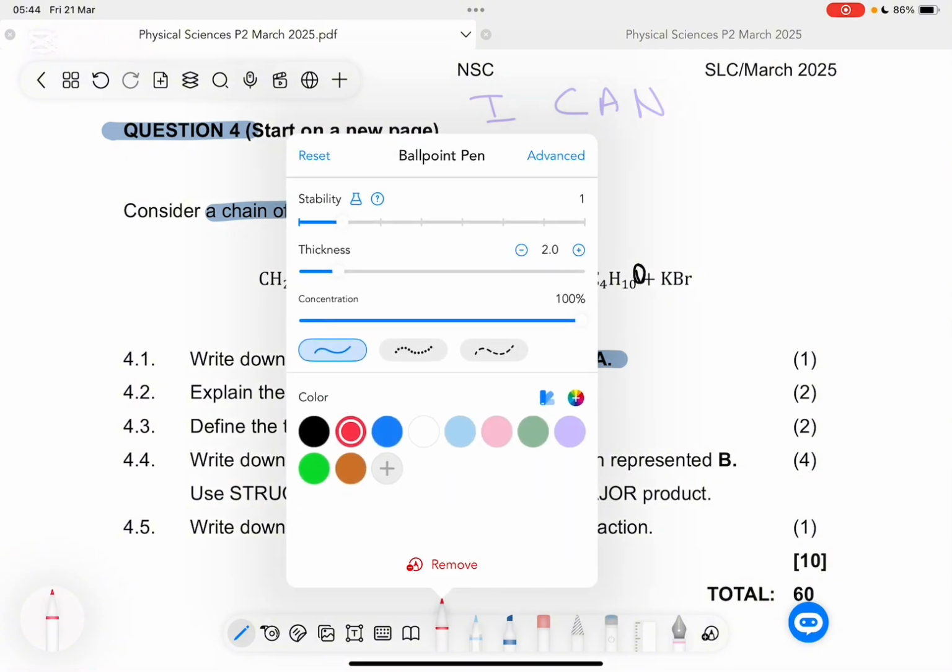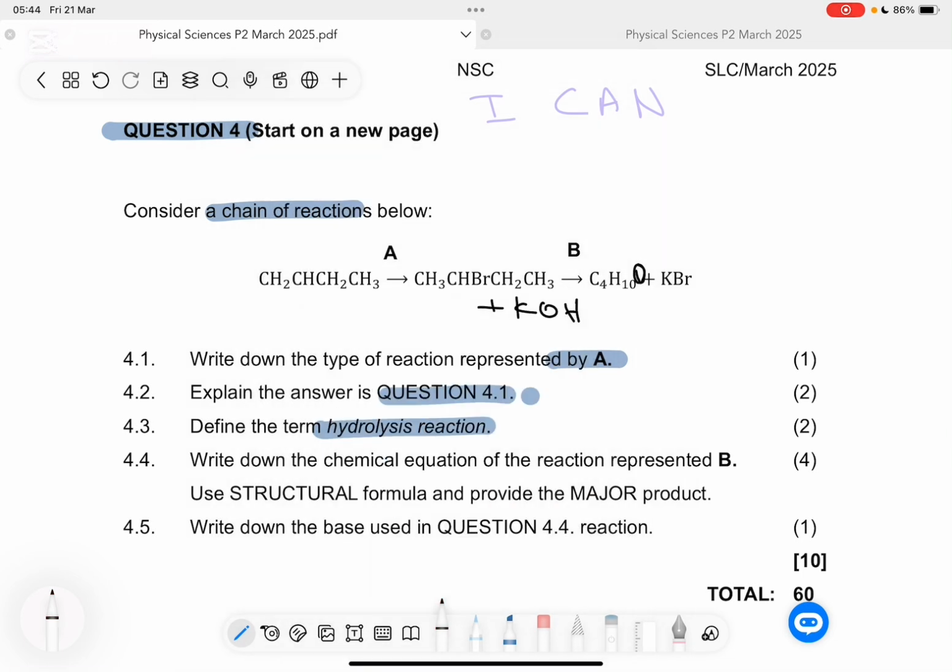Now when you are happy with that answer, we can go to the next question that says write down the chemical equation of the reaction represented by B. This is an interesting one because we are required to write down the chemical equation. So basically we just write this plus that to produce that. They say use structural formula, and they also request that we write down the major product.